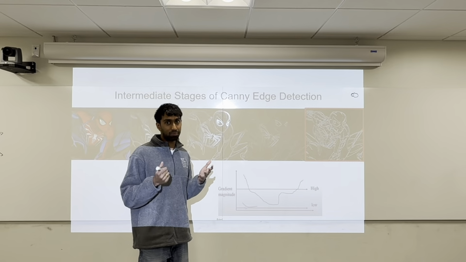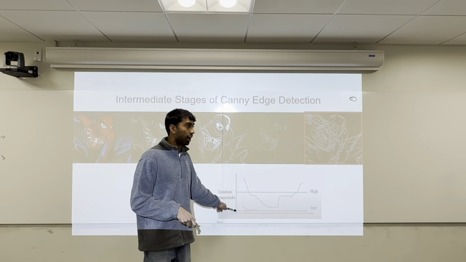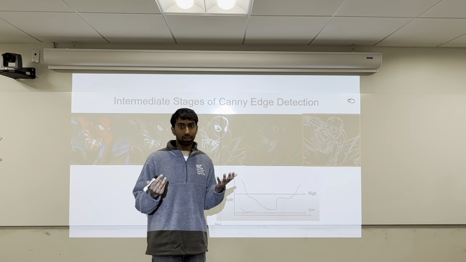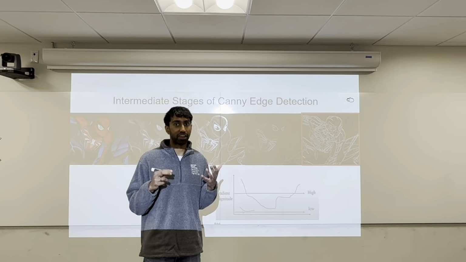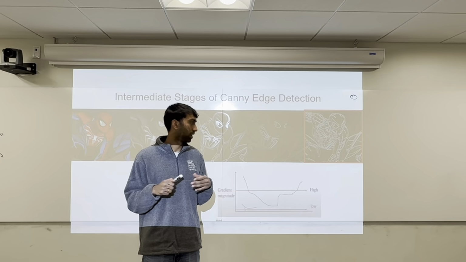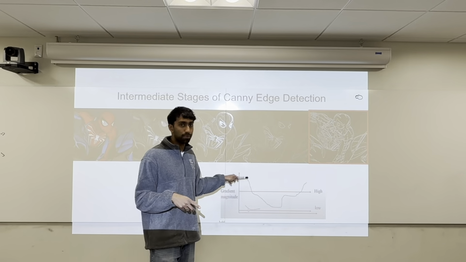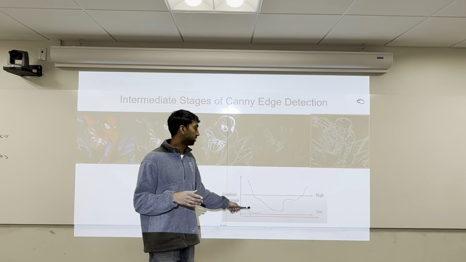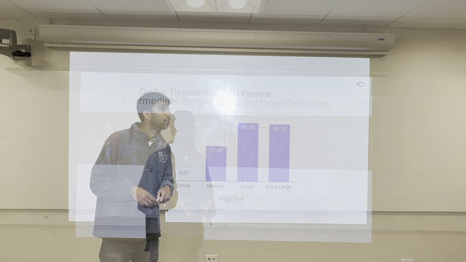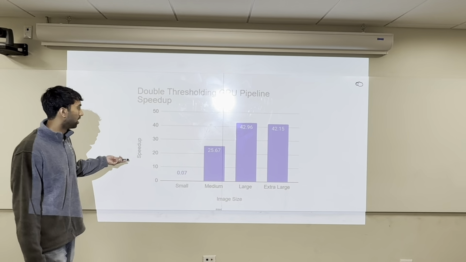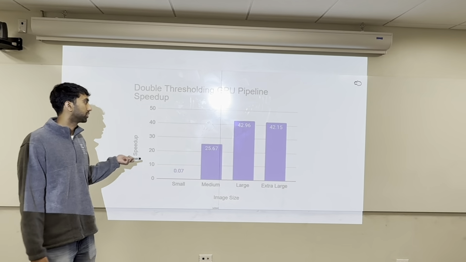However, intermediate pixel values that are in between inspect their neighbors' pixel magnitudes, and if any connecting neighbors or edges contain a pixel with a high magnitude or a strong edge, those pixels are preserved as well. Here is our final result for our double thresholding algorithm.